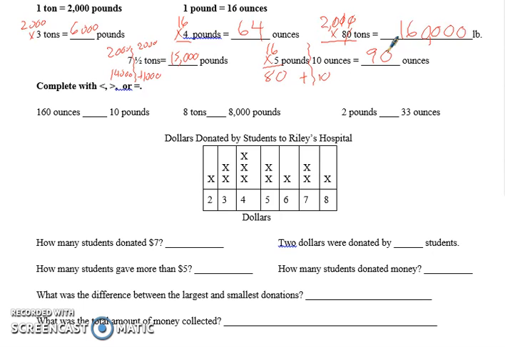Comparison, remember you're changing one of the sides, ounces and pounds. Pounds is bigger, so that's the side I'm changing. 10 times 16 is 160 ounces. Hey, looky there, we got an equal.